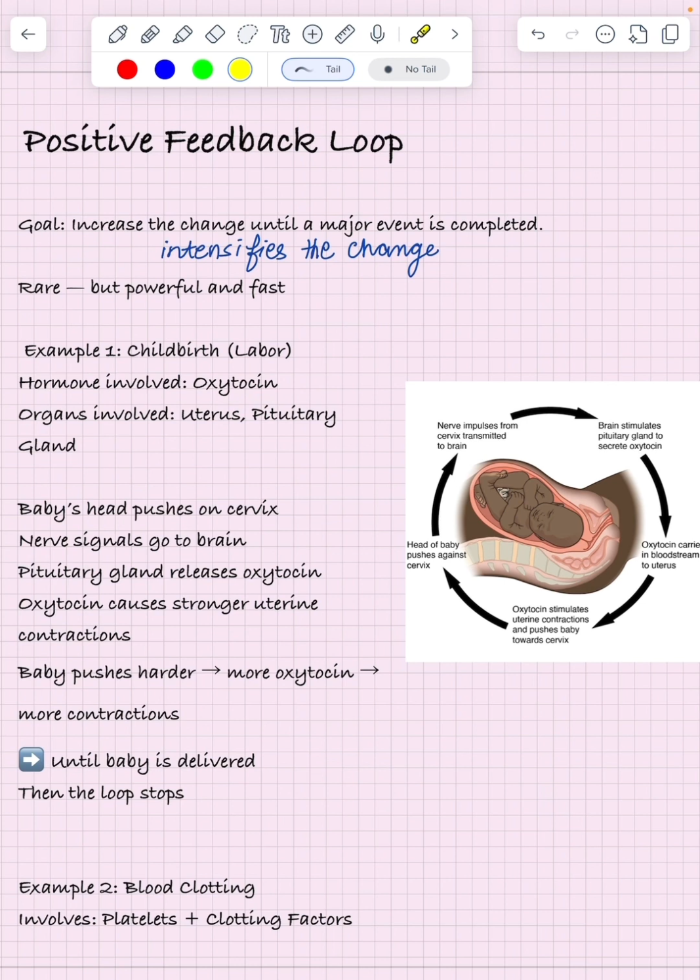So what happens is that the baby's head pushes on the cervix. The nerve signals go to the brain. The pituitary gland releases a hormone called oxytocin. Oxytocin causes stronger uterine contractions. More contractions means the baby is pushed harder, which means more oxytocin. And this loop continues until the baby is delivered. The more the baby's head hits the cervix, the more signal it sends to the pituitary gland to release more oxytocin, and it's going to produce really, really strong contractions. And once the baby's out, the major event is completed, and the loop stops.